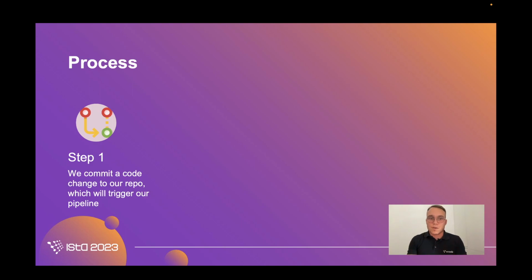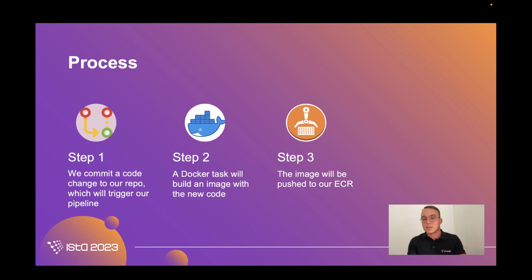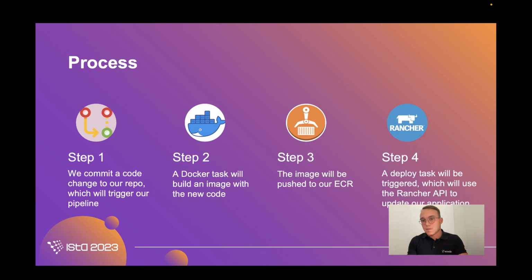So the process that we will be seeing today in our presentation: we are going to commit a code change to our repo and push it. This will automatically trigger a pipeline that we've created, which contains a Docker task that is going to build the image with the new code. Afterwards, there is a step that is going to push our container image to our Elastic Container Registry. And finally, we are going to deploy this new image or application with our Rancher API.